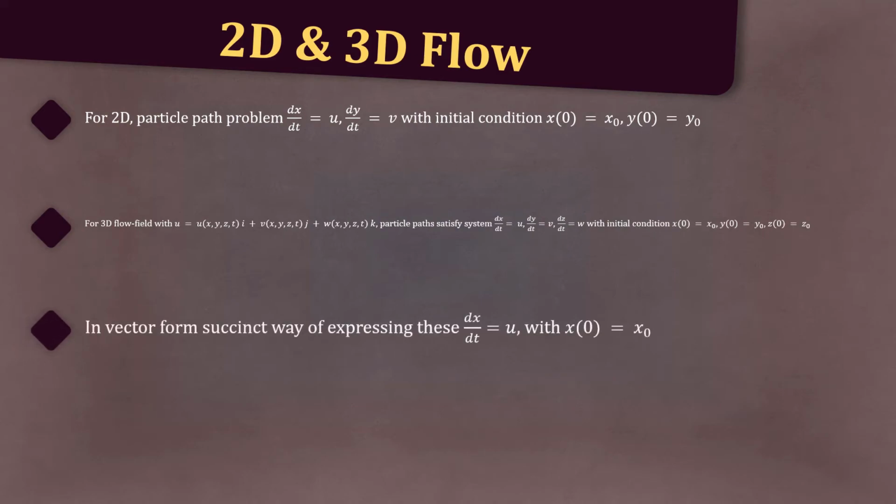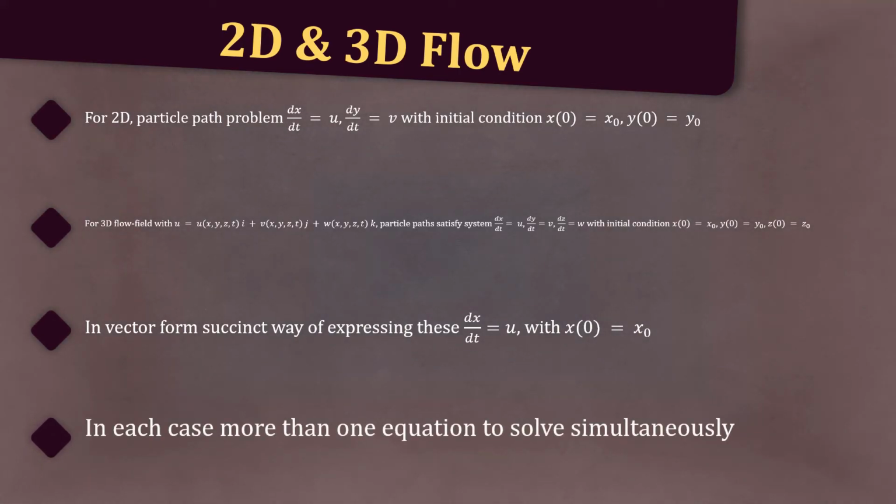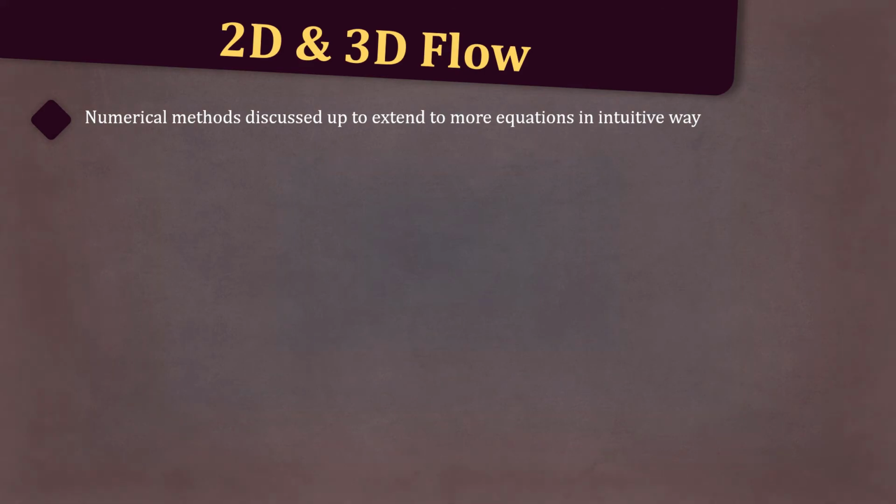In vector form, a succinct way of expressing these is dx over dt is equal to u with x of 0 equal to x naught. Note that in each case, we have more than one equation to solve simultaneously. The numerical methods we have discussed up to now extend to more equations in the intuitive way.